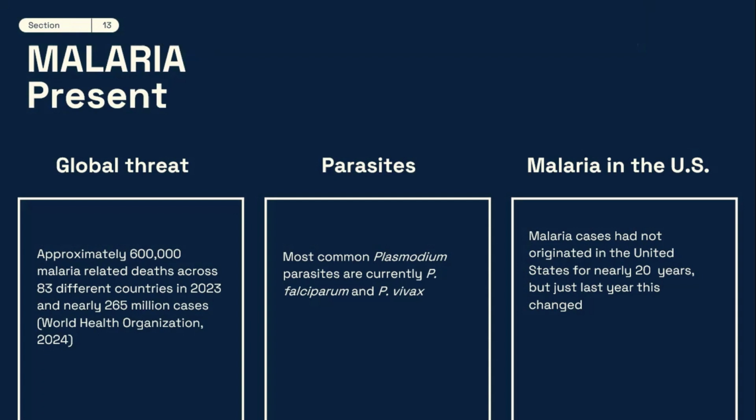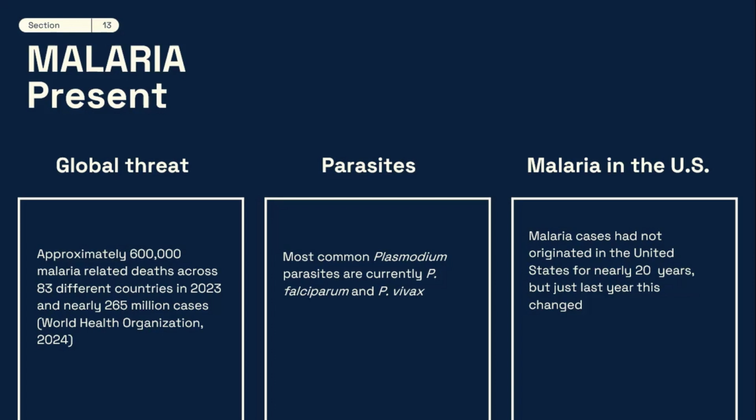So malaria is still a global public health threat, and I think Jay mentioned, but just in 2023, there were around 600,000 malaria-related deaths that occurred across 83 different countries. The number of malaria cases actually jumped around 1 million from 2022 to 2023, for a total of 265 million people that were infected in 2023 internationally.